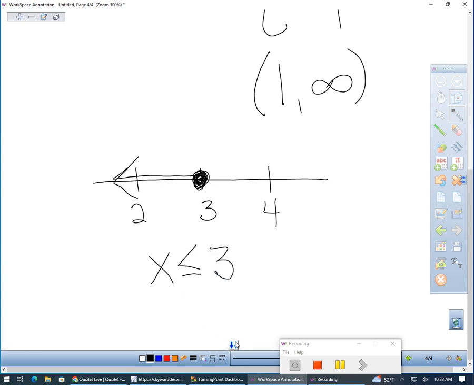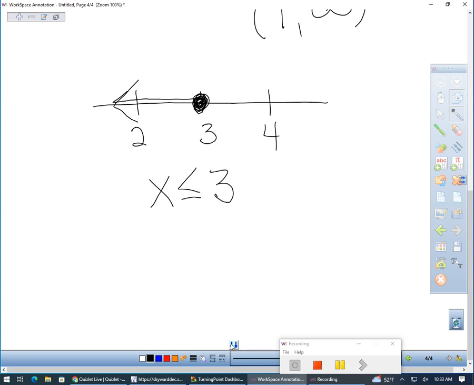Perfect. Now we got to write the interval notation. Who wants to volunteer to do that? Go ahead, Beck. Perfect. Very good. All right, so does anybody have a question how this works today? If it's an open dot or if it's less than or greater than, then it's a parenthesis. If it's a closed dot, it's a bracket. Okay?